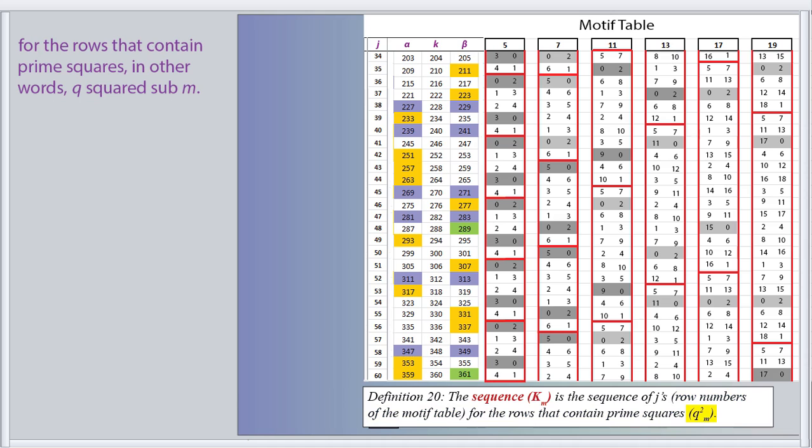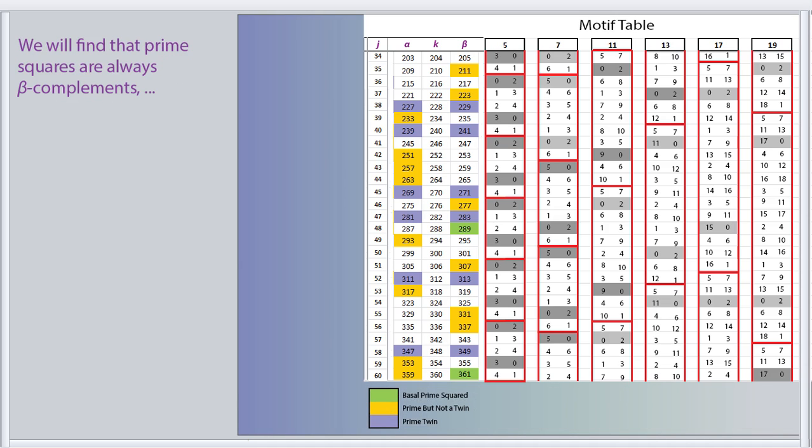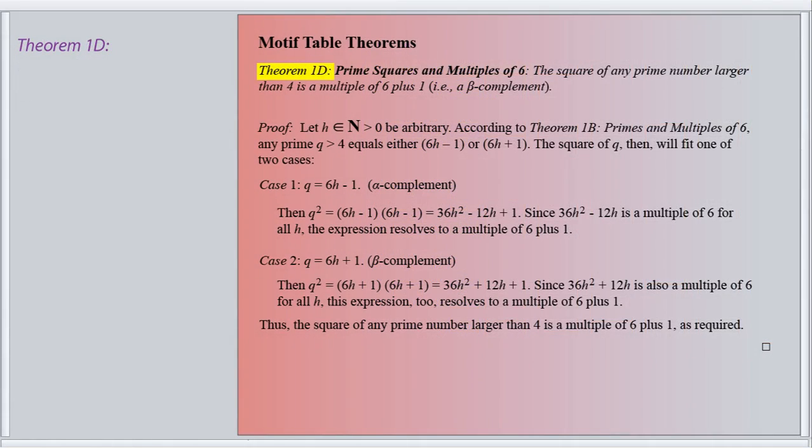In other words, q squared sub m. We will find that prime squares are always beta complements and therefore are always on a row of the motif table, as this theorem demonstrates. Theorem 1d. Prime squares and multiples of 6. The square of any prime number larger than 4 is a multiple of 6 plus 1. In other words, a beta complement.